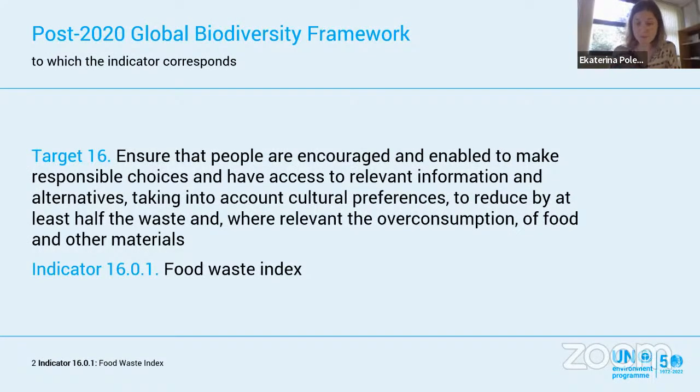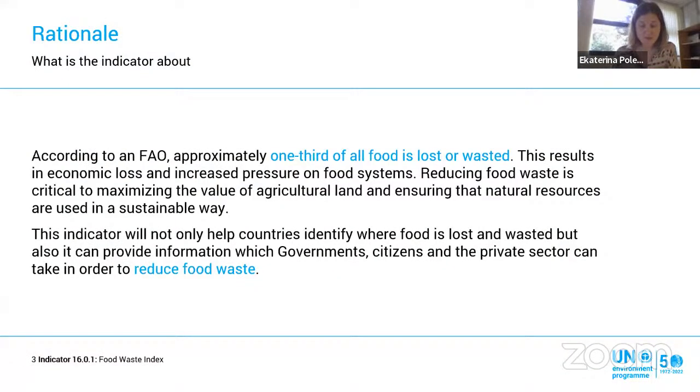Indicator 12.3.1, the Food Waste Index, corresponds to Target 16 of the post-2020 Global Biodiversity Framework. It ensures that people are encouraged and enabled to make responsible choices and have access to relevant information and alternatives, taking into account cultural preferences, to reduce by at least half the waste and, where relevant, the overconsumption of food and other materials. Next slide, please.